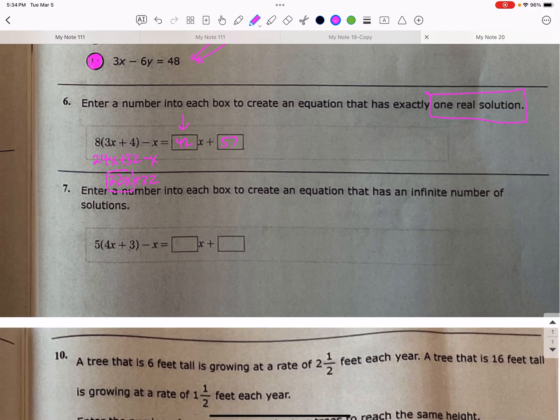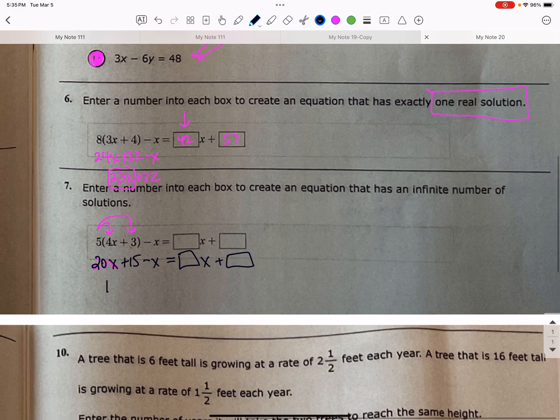All right, enter a number in the box to create an equation that has an infinite number of solutions. All right, 5 times 4 is 20x. 5 times 3, this is hard to see, 5 times 3 is plus 15 minus x equals something x plus something. Okay, we want infinitely many solutions. So we want the x's to cancel out, and we want this other number to be the same. So we have 19x's plus 15 over here when you subtract the x from 20x's.